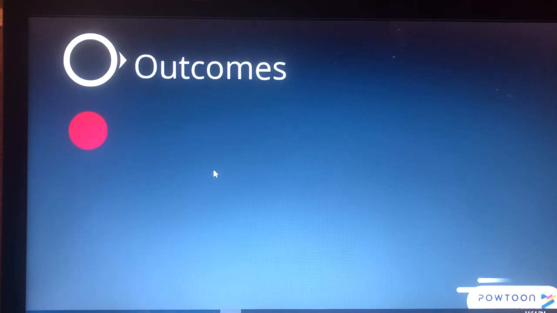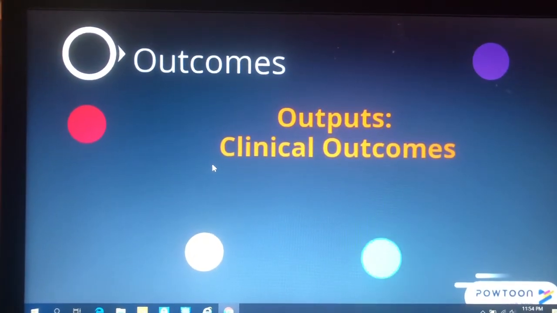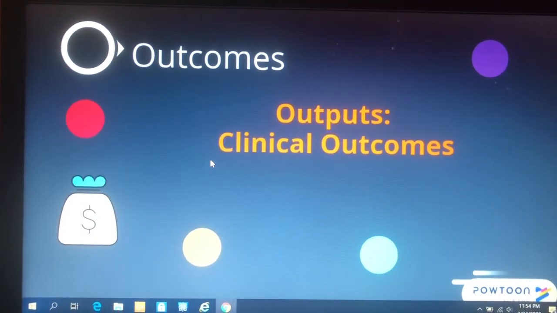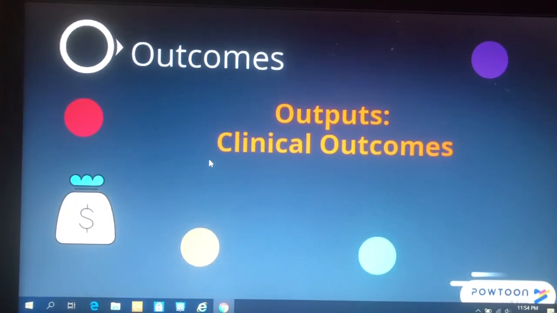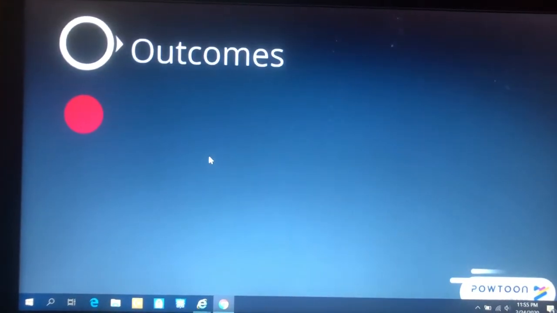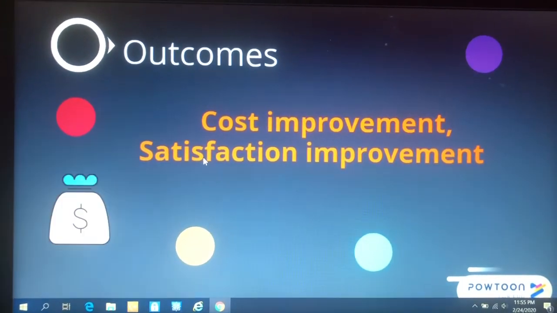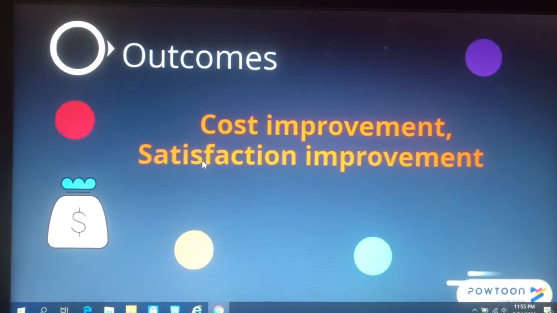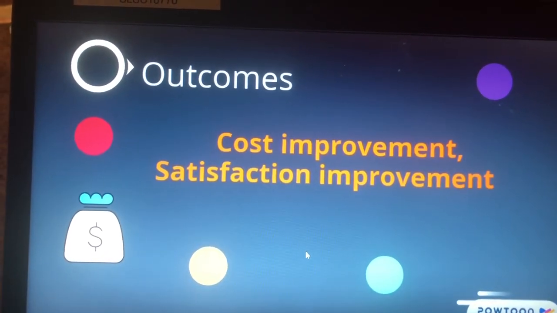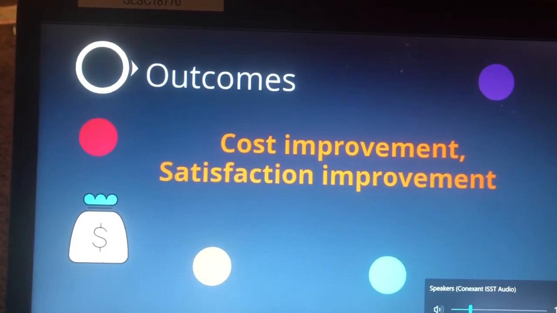The final part of the Donabedian theory is looking at the outcomes. Outcomes are the clinical outcomes. These are the changes that you want to make by improving your processes and changing your structure. Some of the ways that you can determine that your outcomes are successful is if you have a cost improvement, your safety numbers increase, your quality numbers go in the right direction, or you have improved satisfaction from patients.